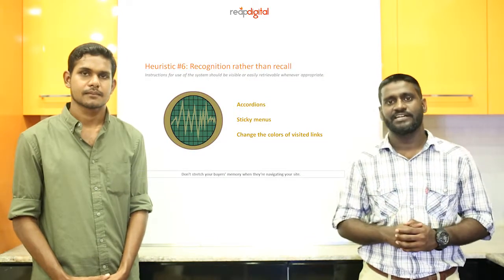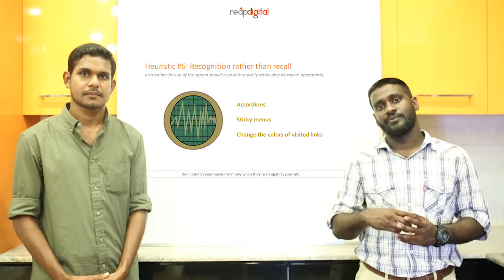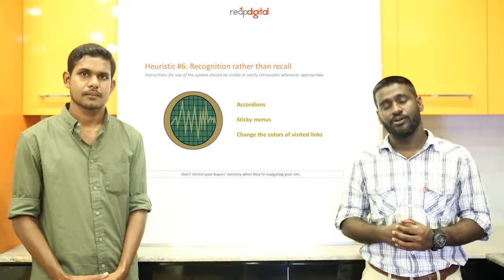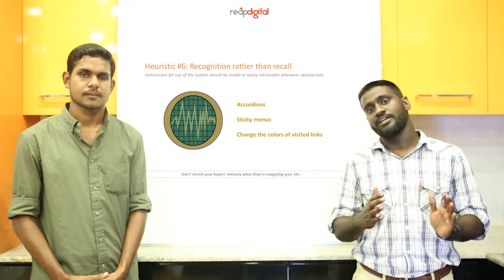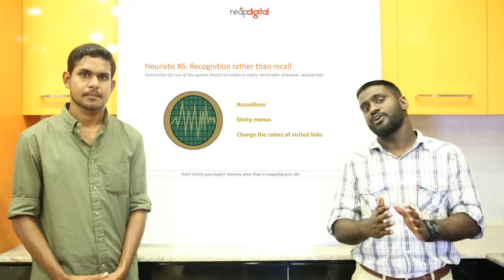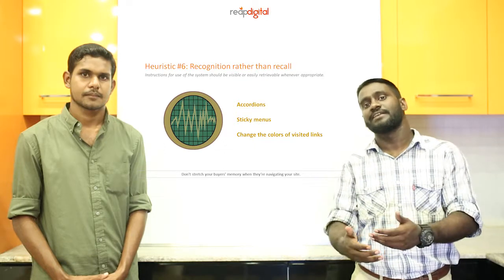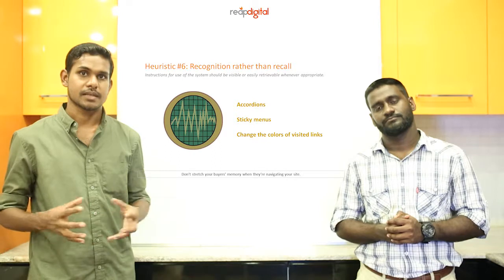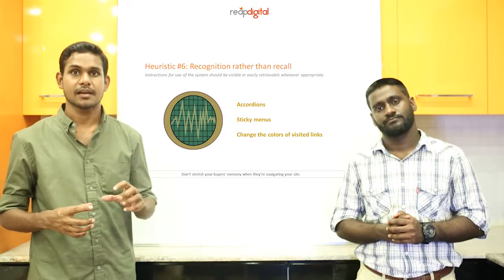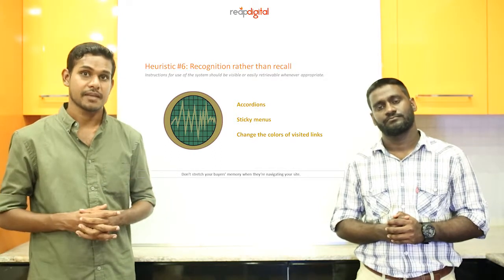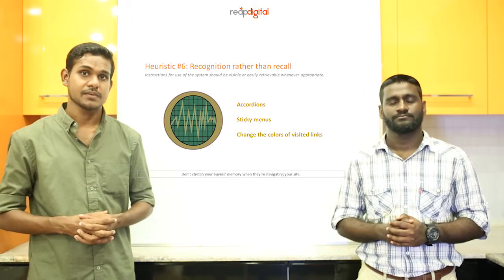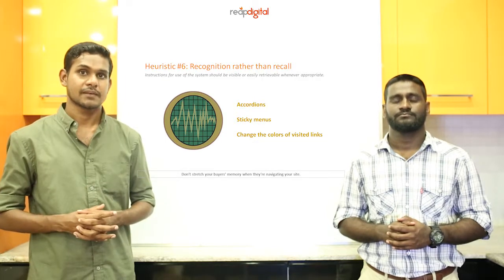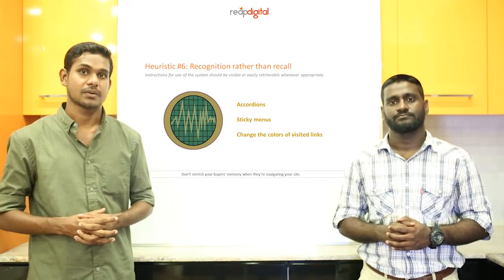Heuristic number 6 emphasizes the importance of making the website easy to recognize rather than making users recall. What this means is, you need to understand where you are and what you are doing rather than remembering everything that needs to be done. So, as the first element, you can use accordions. Accordions help users to understand where they are. For example, if you have an FAQ or 5 different FAQs, then you can simply use accordions so that users can expand what they want and they will know where they are without recalling.